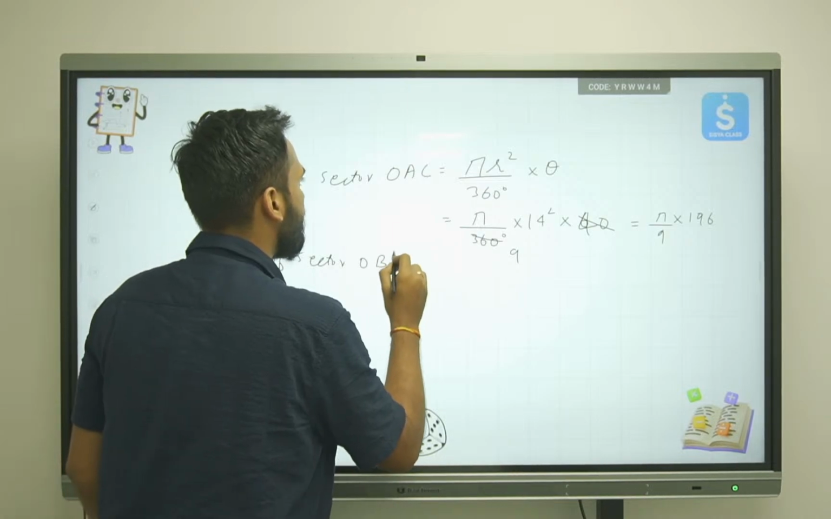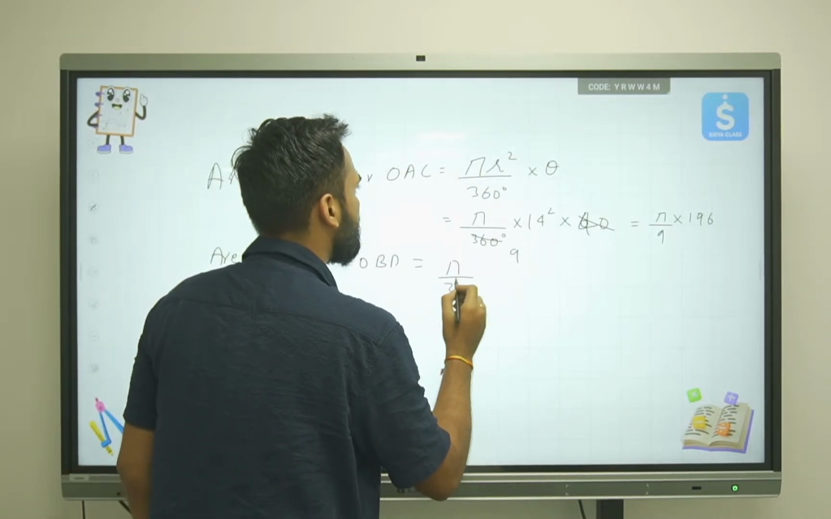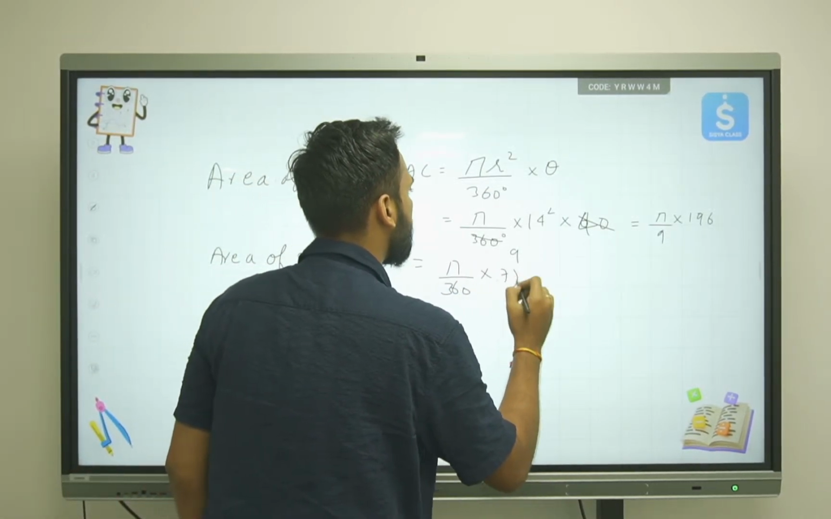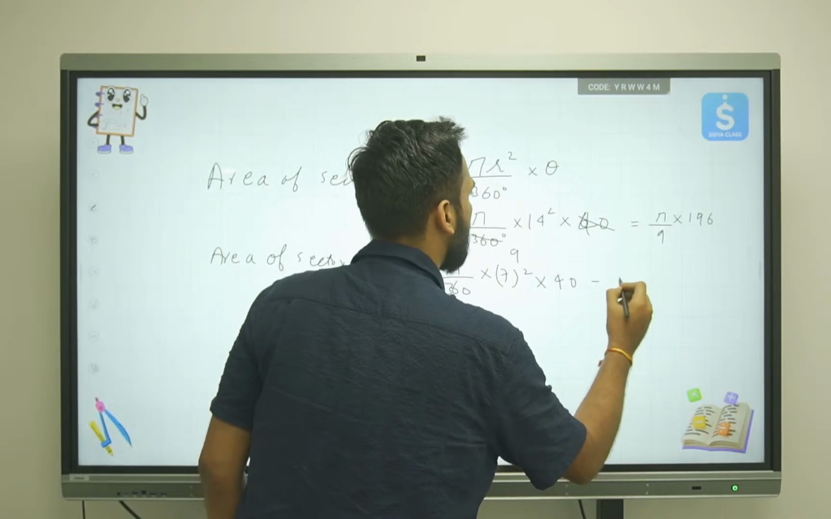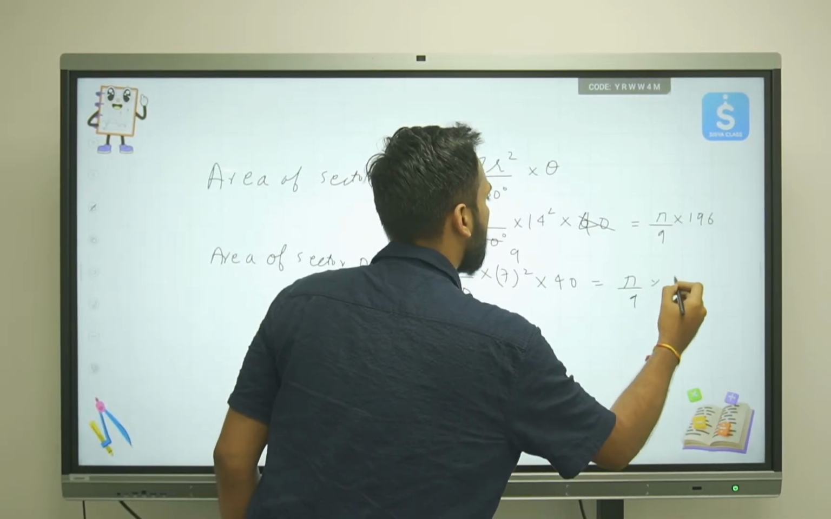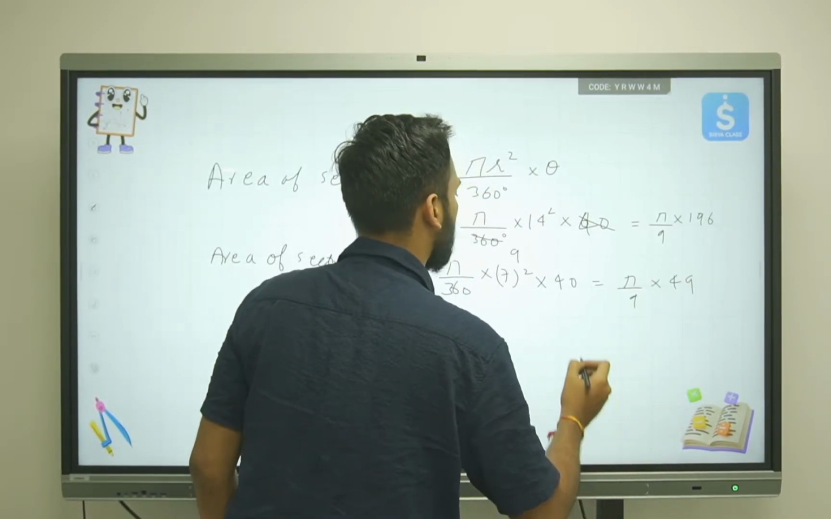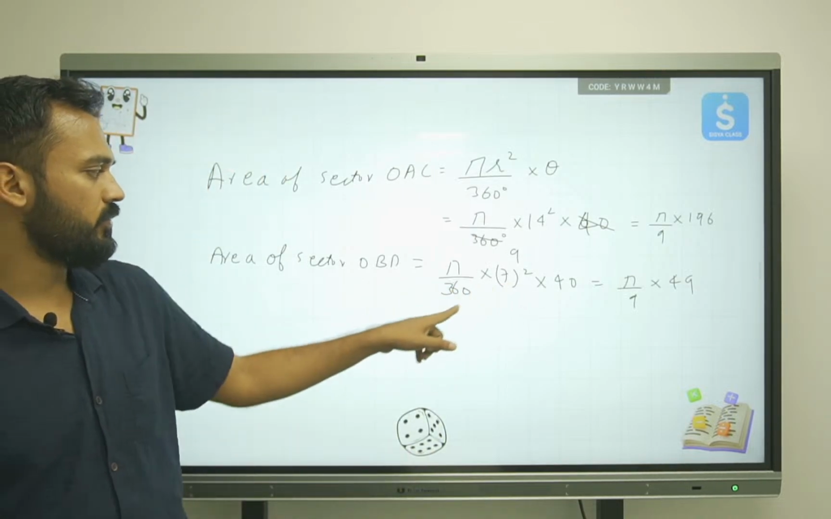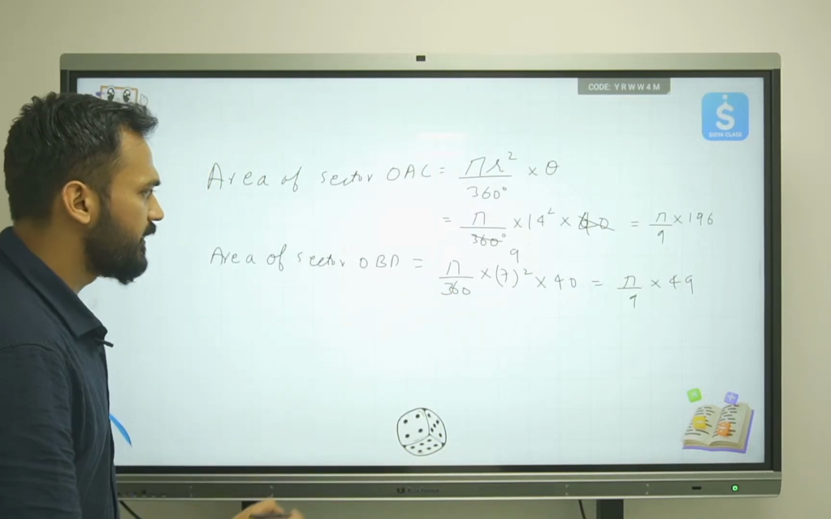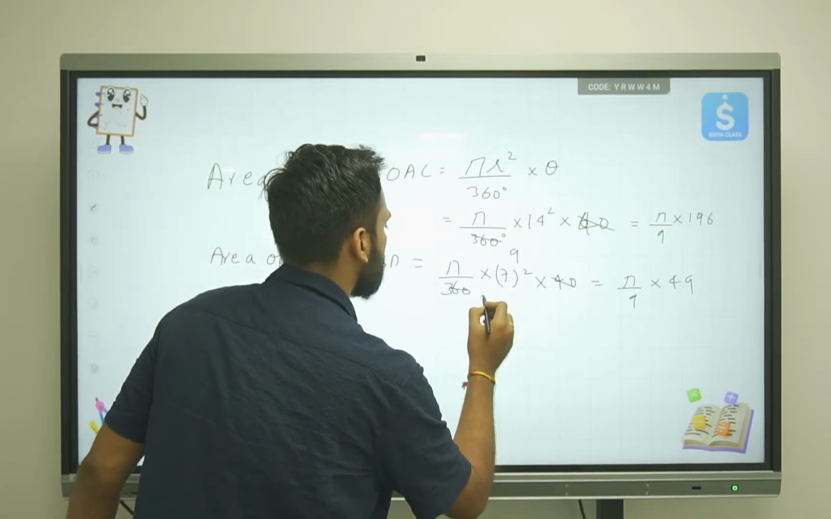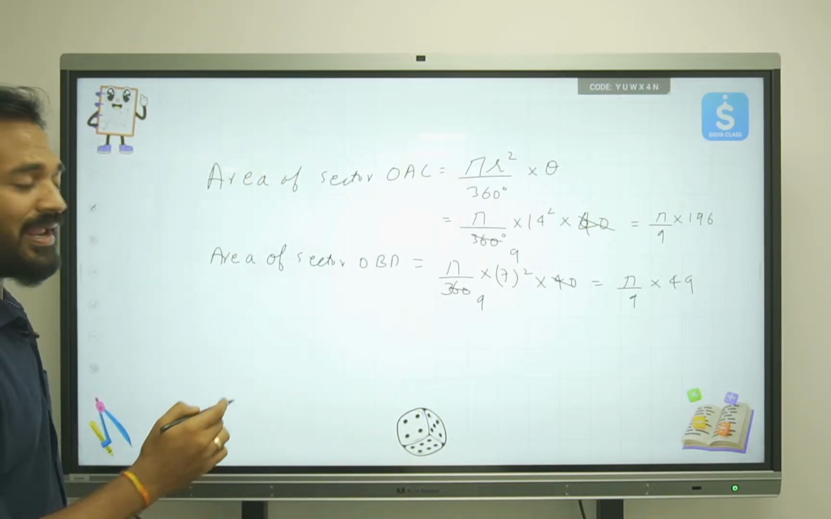Area of sector OBD, this will be pi upon 360 multiplied by 7 square multiplied by 40, which will come out to be pi by 9 multiplied by 49. 7 square is 49, 40 into 9 is 360. Clear?